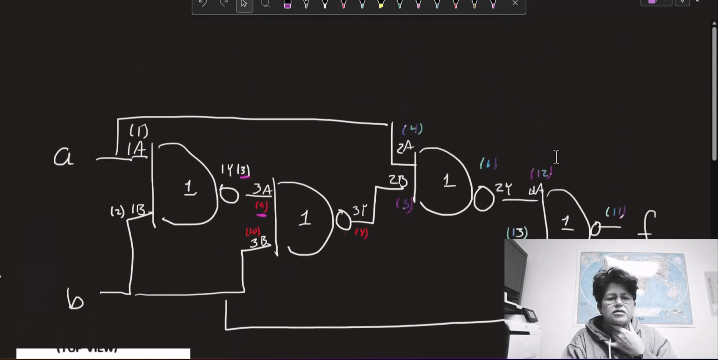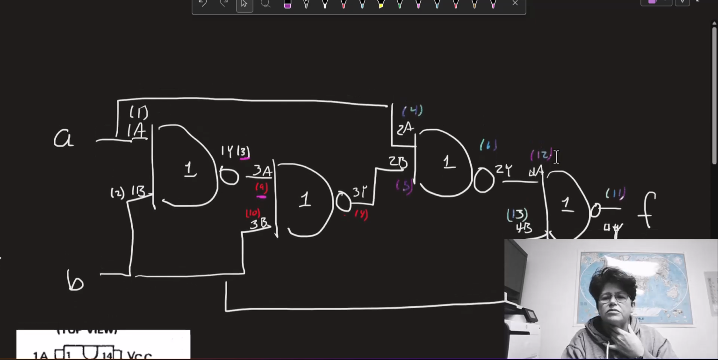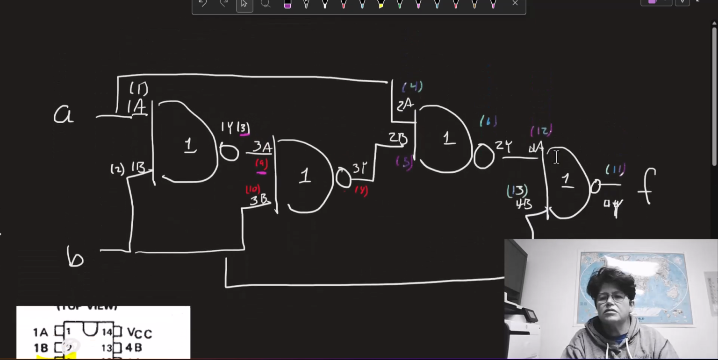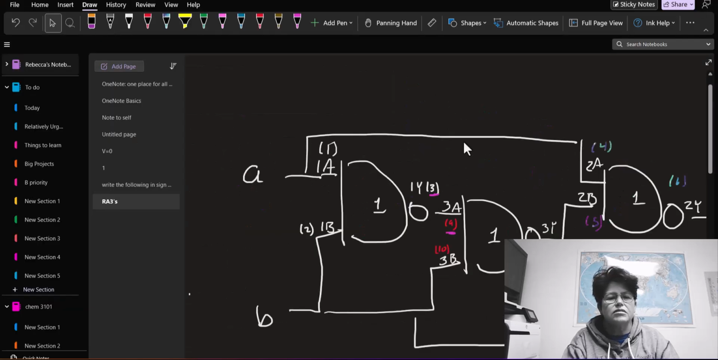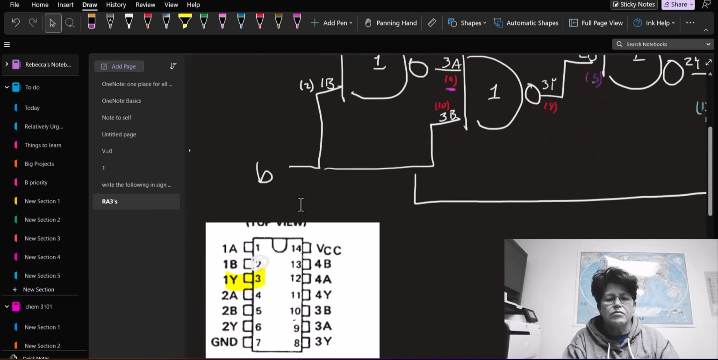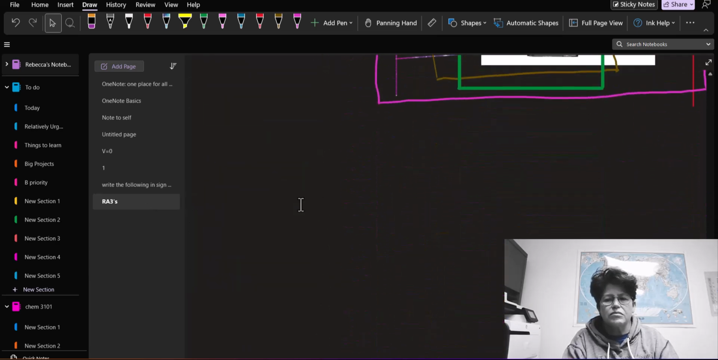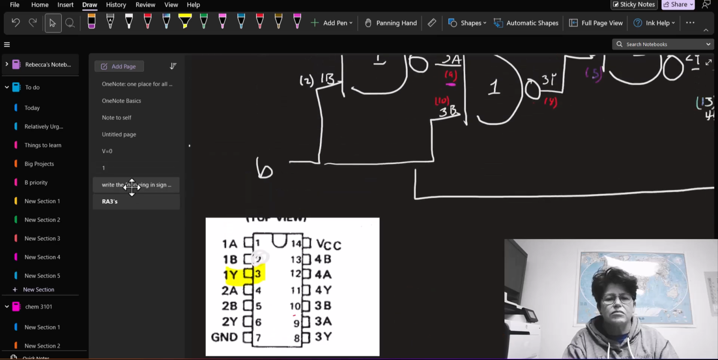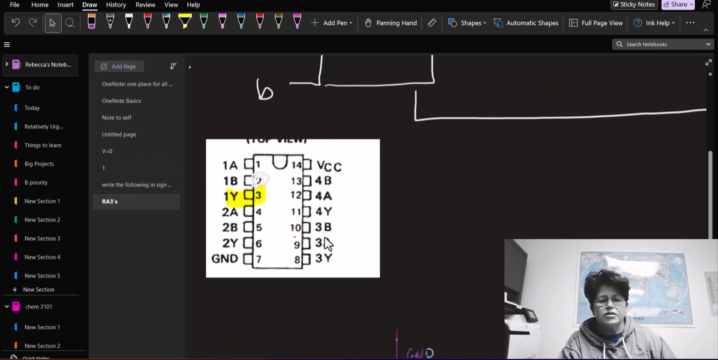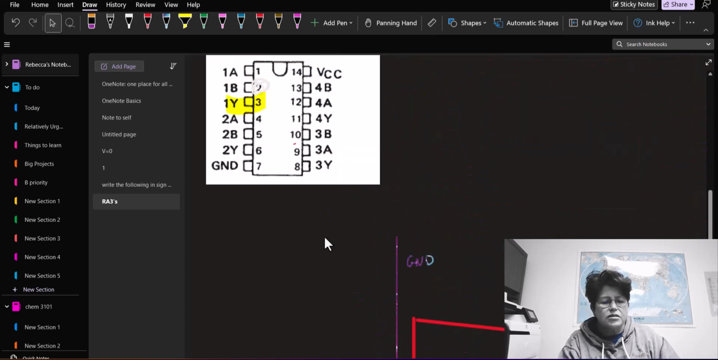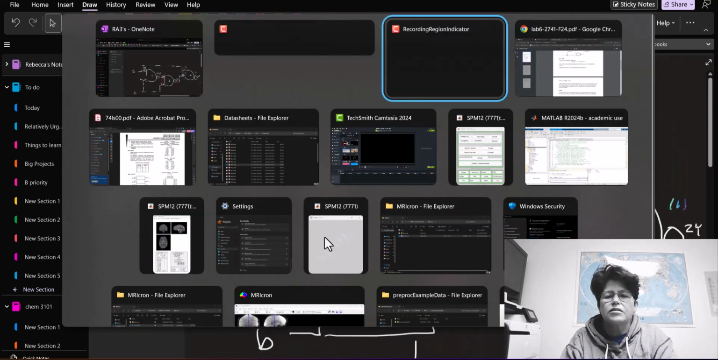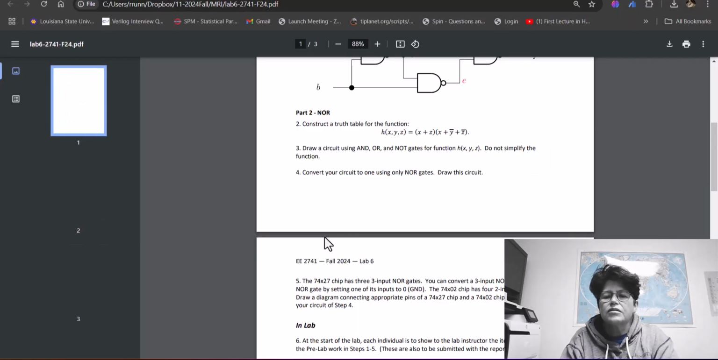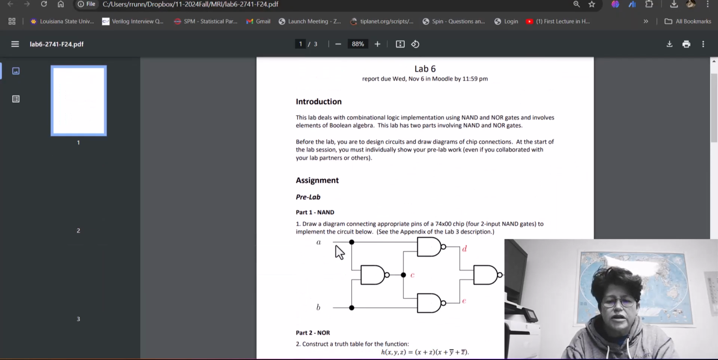So is there anything else to this problem? What do we do with the original question? Draw a diagram connecting appropriate pins. Yep, okay, so that's that.